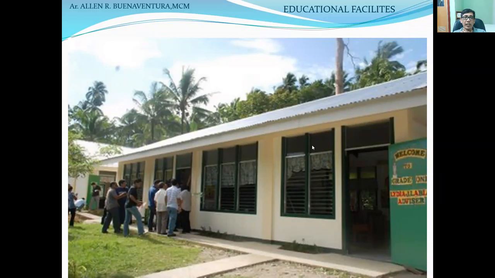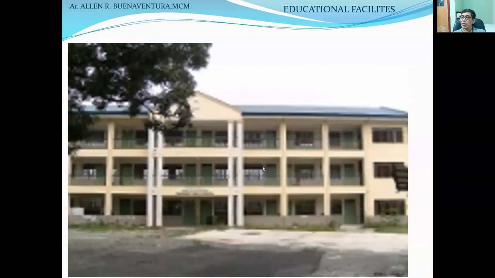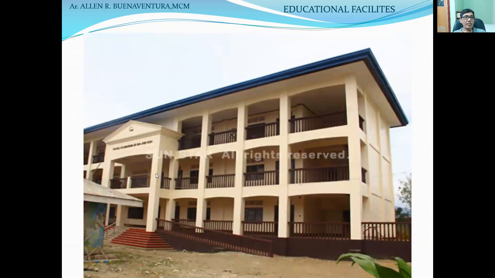High ceiling, large windows, regular size shapes of classrooms. Another DepEd school building with some cosmetic designs. Another school building designed for the Department of Education with columns and pediments, an attempt to make it neoclassical. This one, another school building by DepEd.